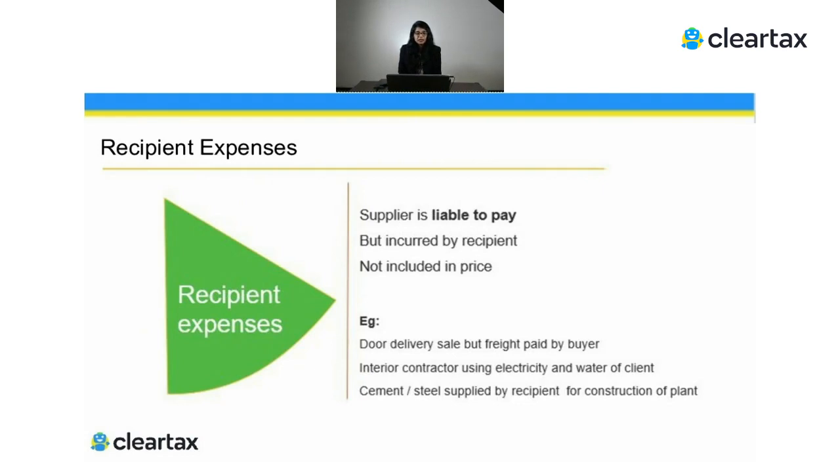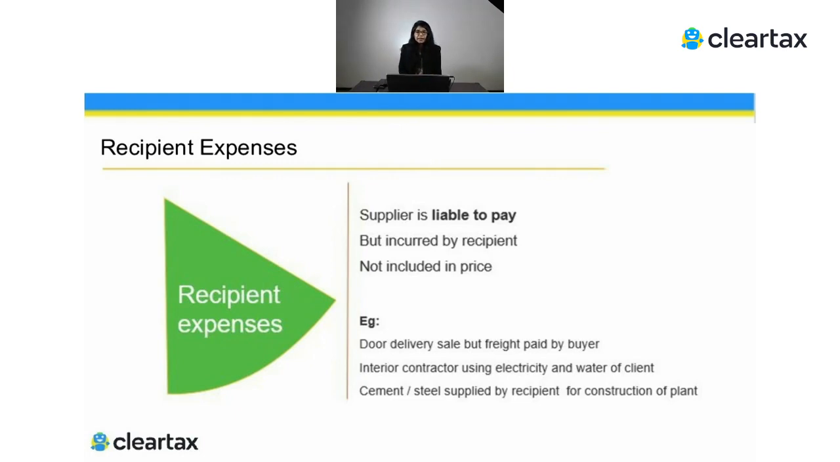Then the other important part is about the recipient expenses. What does this mean? It means the supplier is liable to pay, but it is incurred by the recipient and is not included in the price. In that particular case, this person has to include this amount in the transaction value. The example could be, let's say I am a supplier and it's my responsibility to transfer this good from my place to the recipient, and it's in the contract.